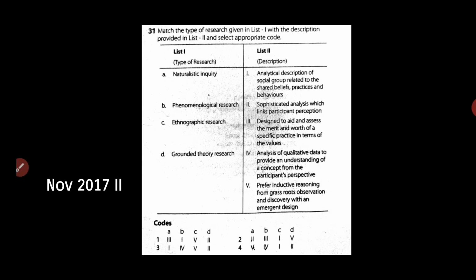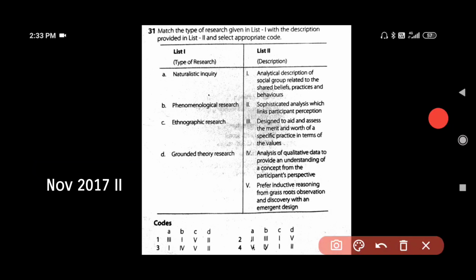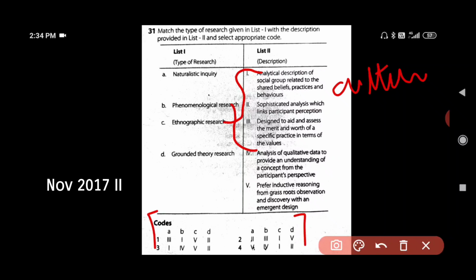Now let us match the following types of research with their respective descriptions. Okay, so we'll start off with phenomenology. It is number 4. Analysis of qualitative data to provide an understanding of a concept from the participant's perspective. So we're talking about the participant's point of view, right? So it is phenomenology. Ethnographic research will be number 1. Analytical description of a social group related to shared beliefs, practices, and behavior. So we're talking about culture here. So if you study the options, our answer will be 4.